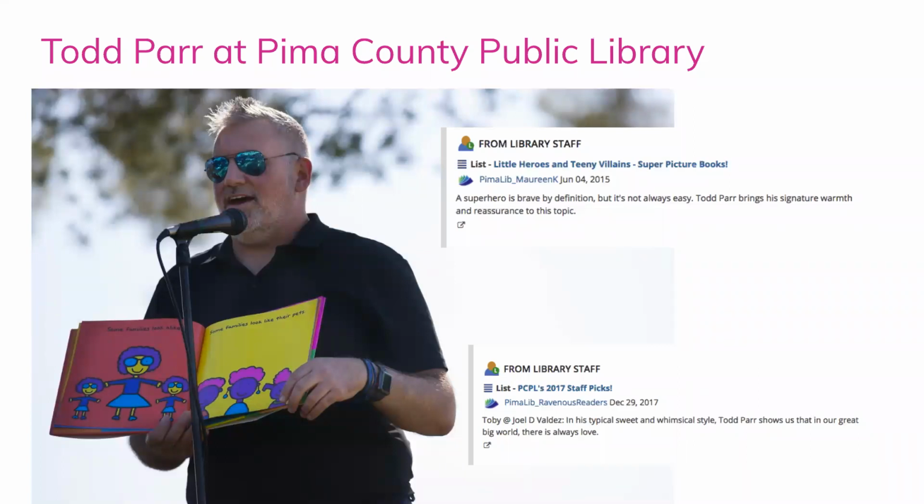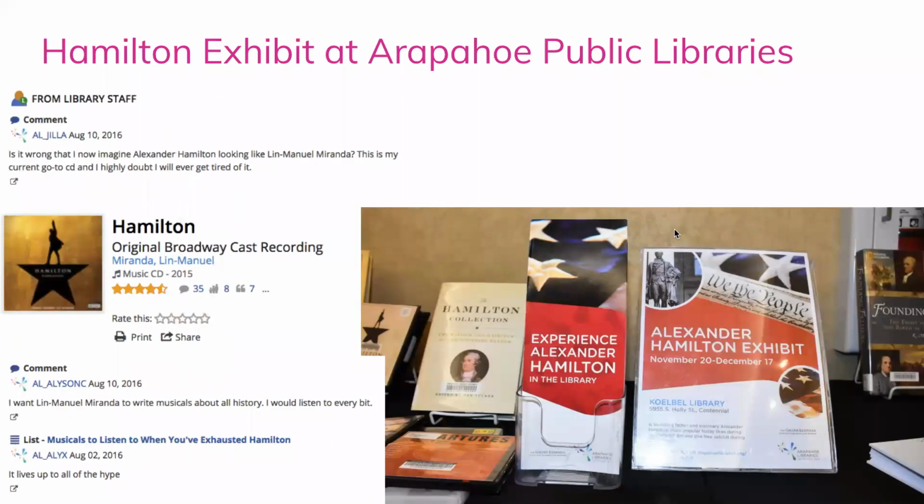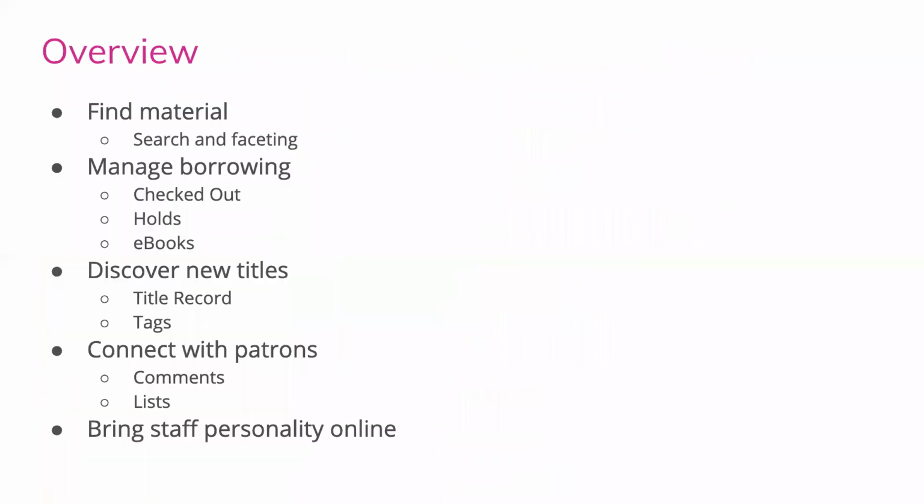So the next few slides juxtapose the physical and the digital. We've got Todd Parr reading at Pima County Public Library, and then annotations in the title records for Todd Parr books on the Pima Library catalog. Jason Reynolds reading at Skokie Public Library, and annotations on the title record for the Jason Reynolds book Ghost. Again, that same enthusiasm that you bring towards authors, towards your events, towards your displays, you can bring to your online home. A Hamilton exhibit at Arapahoe Public Libraries, along with annotations on the original Broadway cast recording of Hamilton. And a Rainbow Roll reading at St. Paul Public Library, again with annotations in the title record for the Rainbow Roll book Eleanor and Park.